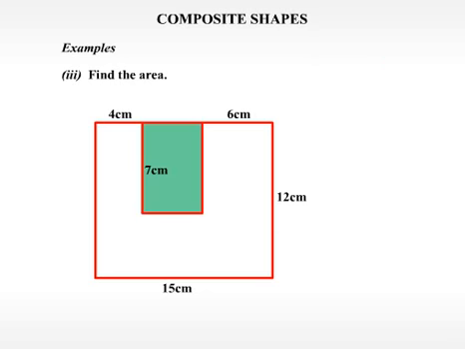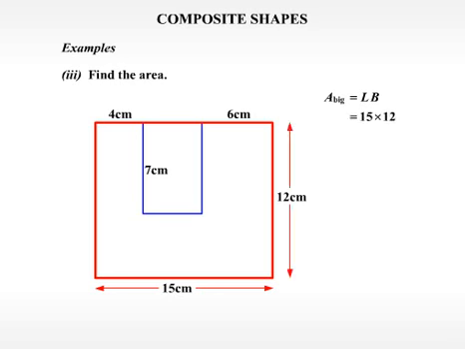So let's see how we could write that down. We consider firstly the area of the full rectangle. We call that area of the big one. Length times breadth. The length is 15, the breadth is 12. So let's write that down. And that calculates to be 180 square centimetres.